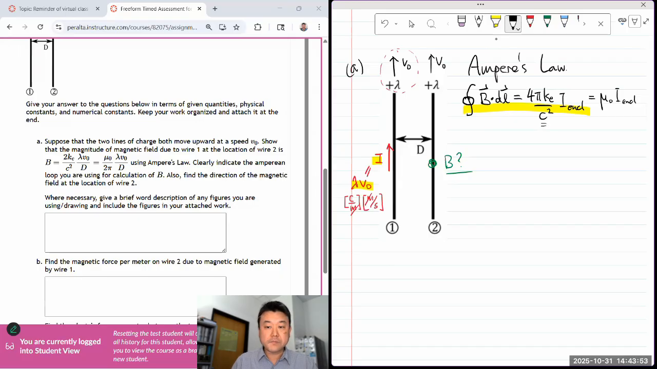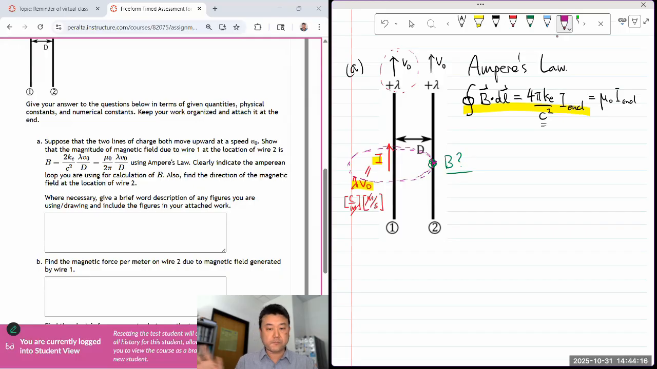Now, in order to apply it, you need to have a loop in mind. And since we are trying to find the magnetic field here, the loop that I'm going to choose must include that point. So I'm going to choose a loop that follows the symmetry of the setup, which is a cylindrical symmetry. So if I go in circles like this, then it includes this point.